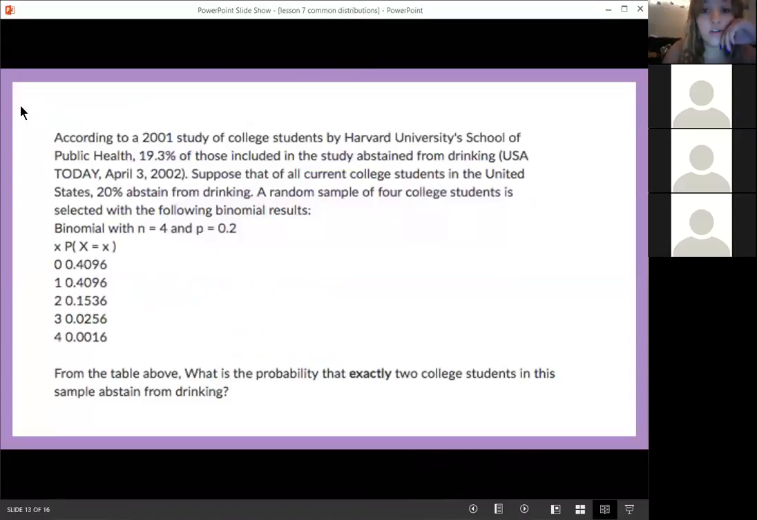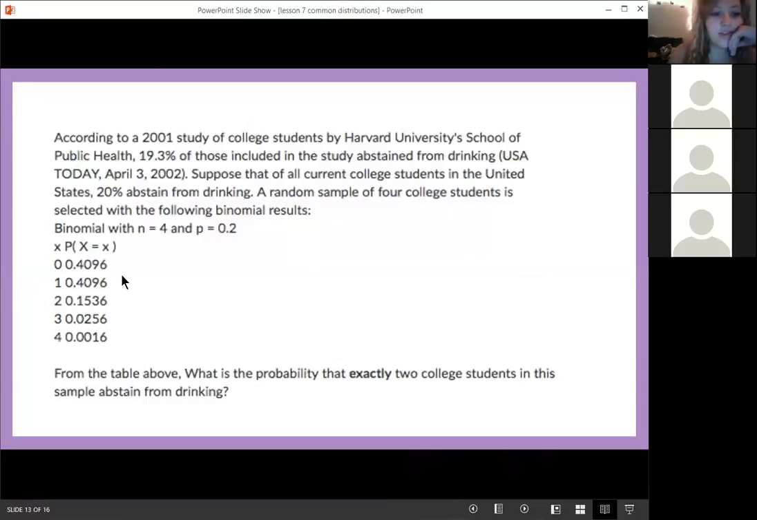According to a 2001 study of students by Harvard University School of Public Health, 19.3% of those included in the study abstained from drinking. Suppose that of all current college students in the United States, 20% abstain from drinking. A random sample of 4 college students is selected with the following binomial results. Also not a very good sample size, but it doesn't really matter right now.